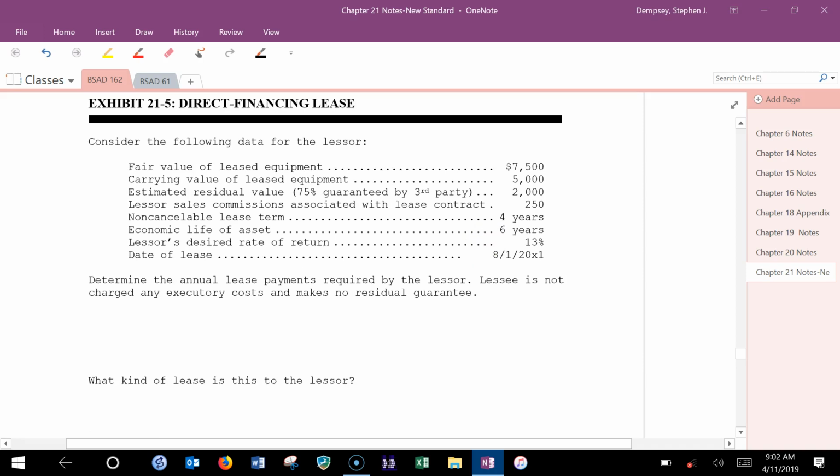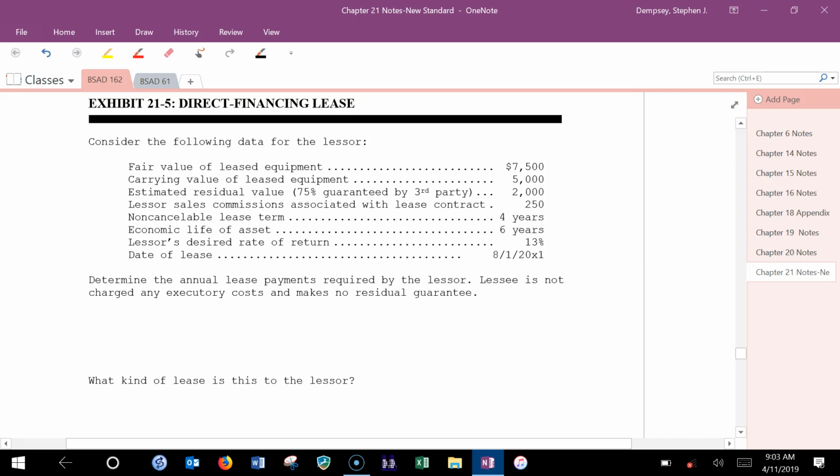Because we did the other one to death. Consider the following data for the lessor. It has a fair value of leased equipment of $7,500. The carrying value of the leased equipment on their books is $5,000. The estimated residual value is $2,000, but it says 75% of that is guaranteed by a third party. So none of it's going to be guaranteed by the lessee. They're just telling us what their estimated residual value is, and we're told what's guaranteed, only 75% of it by a third party. Lessor has sales commissions associated with the lease contract of $250.